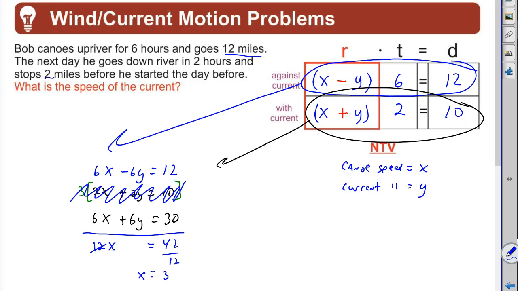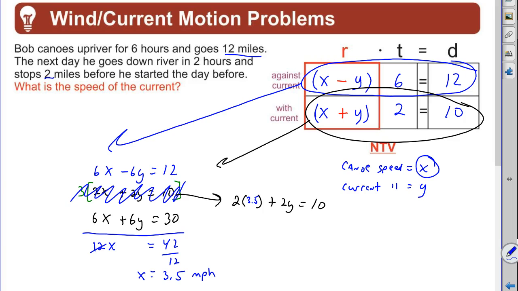And x equals 3.5. Now, what in the world is x? Well, see, I named the variable. X is the canoe speed. Therefore, I'm dealing with miles and I'm dealing with hours. So the canoe speed is 3.5 miles per hour. But be careful. They wanted the current speed. So now I have to choose one of the equations and solve for the current. I'm actually going to come back and use this black: 2x plus 2y equals 10.